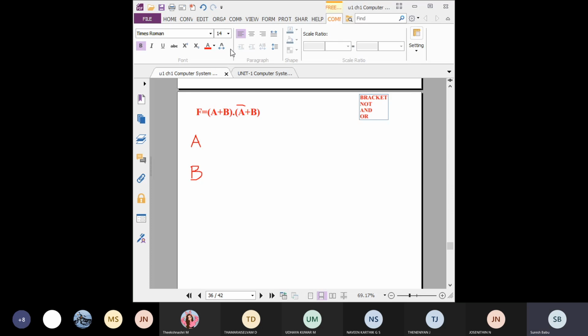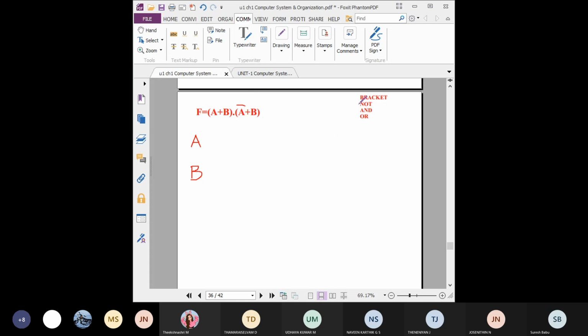Now first you should evaluate the brackets. We have two brackets. First, this first bracket, A plus B. Students, plus is for which logic gate? OR gate. So draw the OR gate symbol, like this. Draw neatly. I am drawing on the computer, so it will look like this, but you students draw neatly.